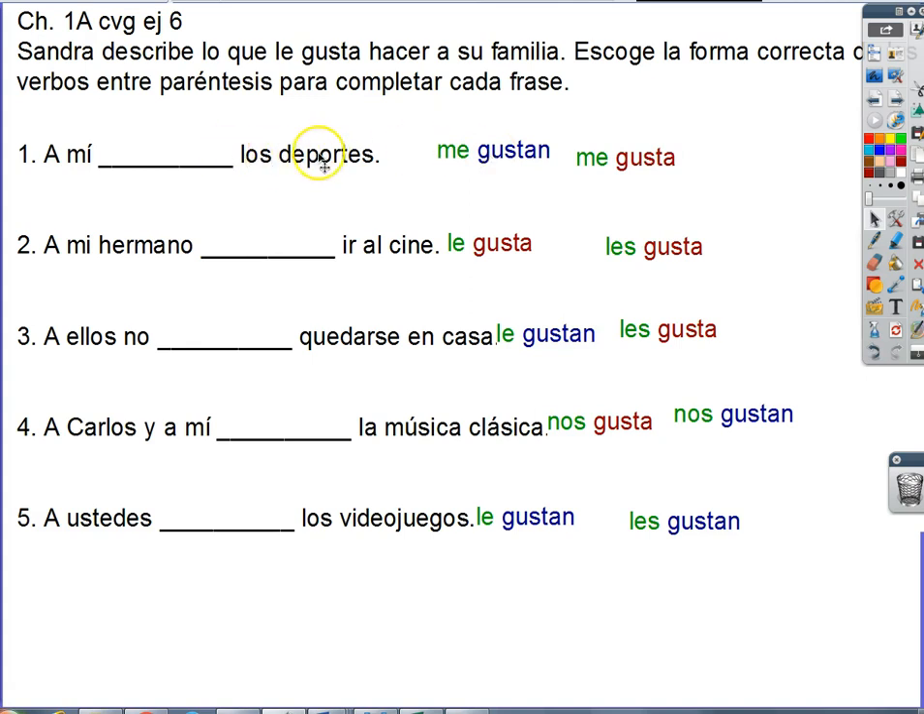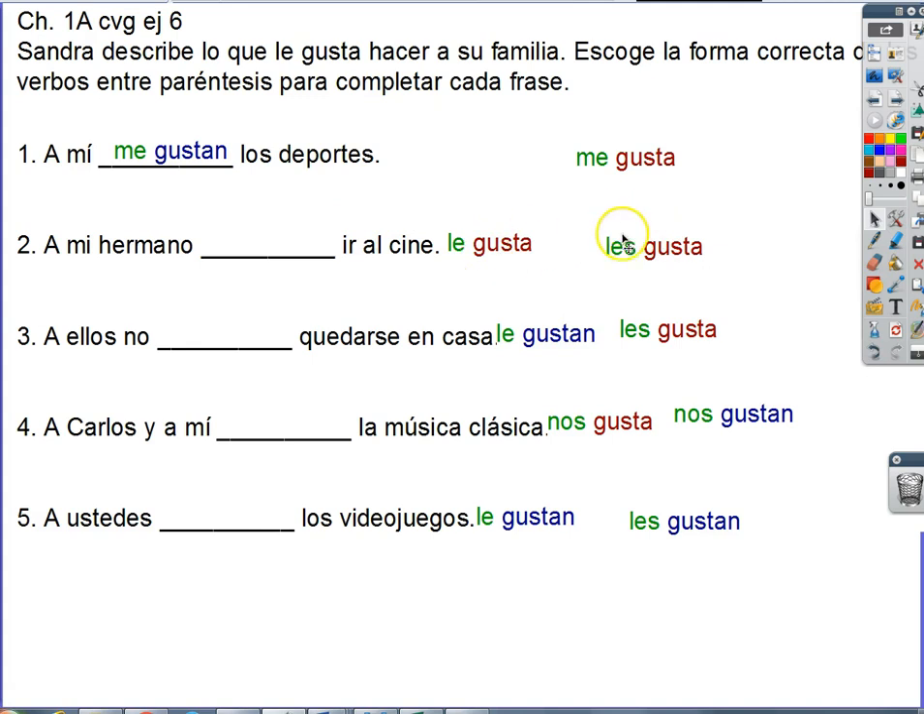You look at what directly follows it, and if it's a plural noun, it has to be gustan, because you're saying sports are pleasing to me. They are pleasing to me. All right, in number 2, the only difference is le or les. They're both gusta, because if it's followed by a verb infinitive, it has to be gusta.